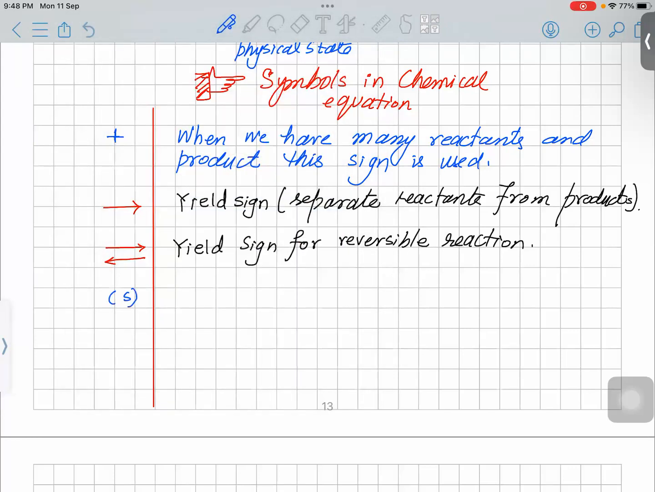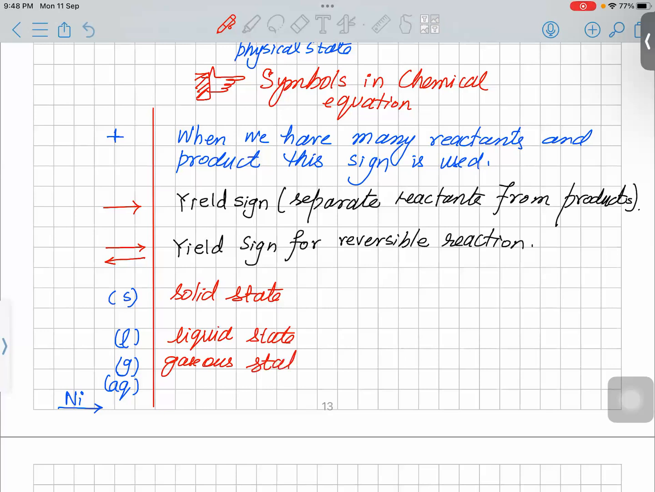Yes, and this means solid state, liquid state, gas state, and aqueous state. Very good. S means solid state. L means liquid state. G means gaseous state. And aqueous means dissolved in water. Aqueous state. Aqueous का मतलब होता है पानी में कोई डिजोल्व हो उसे कहते हैं aqueous.